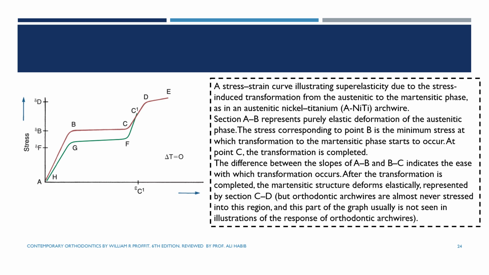After that, at point C, the transformation into martensite is completed, and the martensite structure starts to deform elastically up to point D. But our wires never reach point D. If we continue explaining, at point D, this is the yield strength of the wire, after which the wire will start to deform plastically. And if it reaches this point, it might reach the failure point later on here.